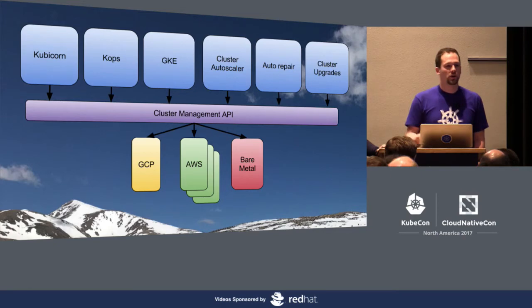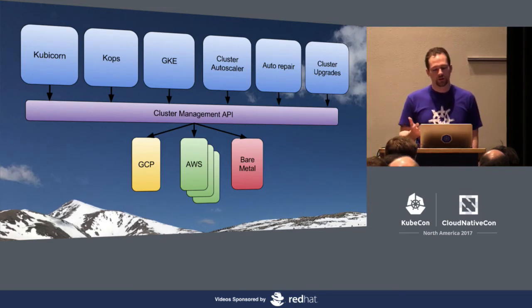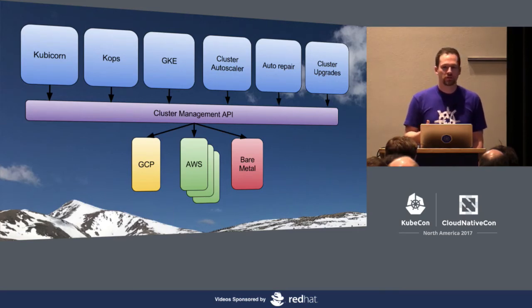So for things like cluster autoscaling, the cluster autoscaler can target the cluster management API instead of the underlying cloud infrastructure APIs, to make your cluster autoscaler portable across clusters and across environments. And likewise, you can take other functionality that deals with machines, like checking the health of your machines and fixing them when they break, or running upgrades across your machines. And you can build that as common tooling that works across multiple environments rather than re-implementing it.